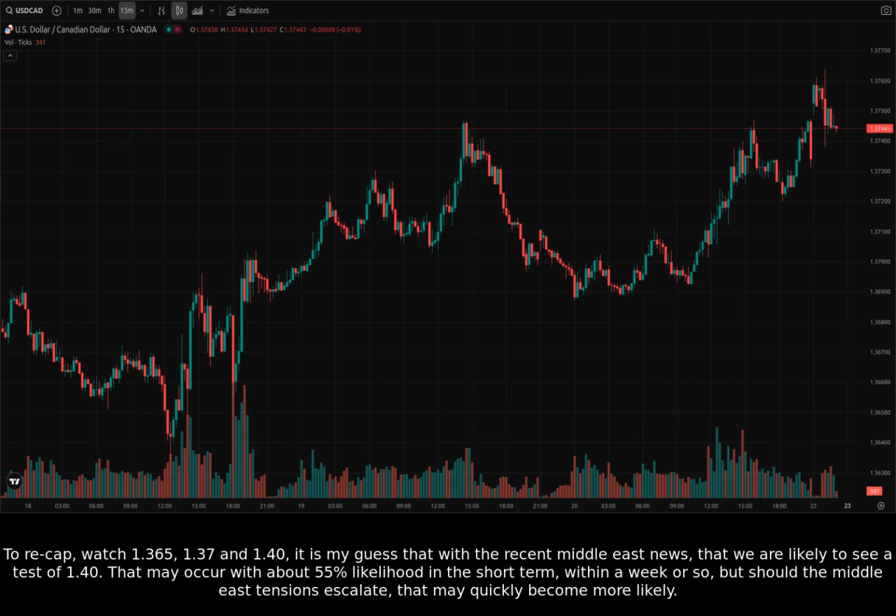It is my guess that with the recent Middle East news, we are likely to see a test of 1.40. That may occur with about 55% likelihood in the short term, within a week or so, but should the Middle East tensions escalate, that may quickly become more likely.